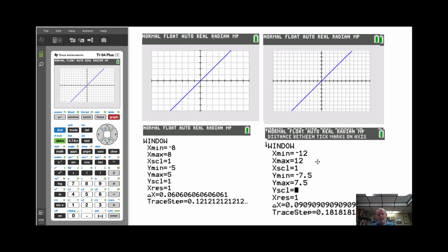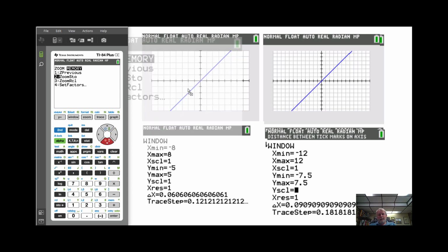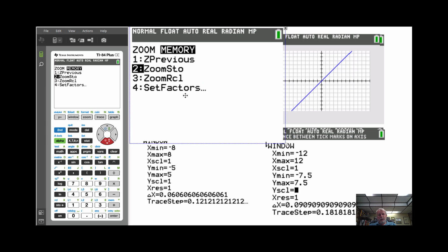So this is my favorite one, so I'm going to store that as my favorite graph, favorite window. And recall the way we do that is we go to zoom, over to memory, and do number 2, zoom store. Zoom store is how you store your favorite window. And that'll replace any window I had before. So that's like my favorite window there, right there. So I can have grids, I can have my favorite window. I want my Detect Asymptotes off. Go ahead and play around with that if you want.